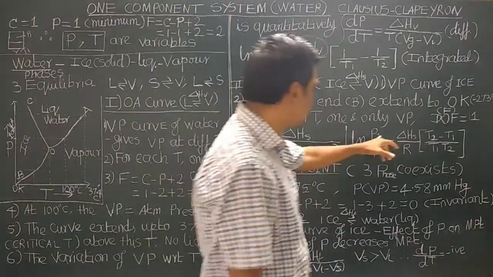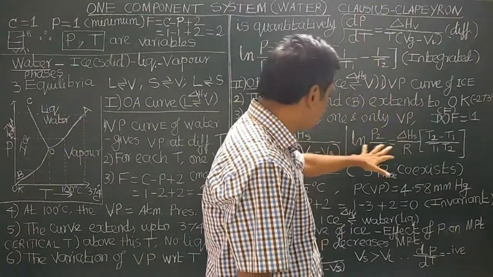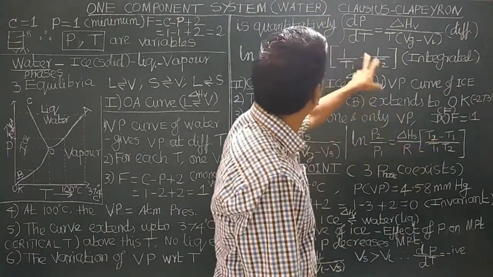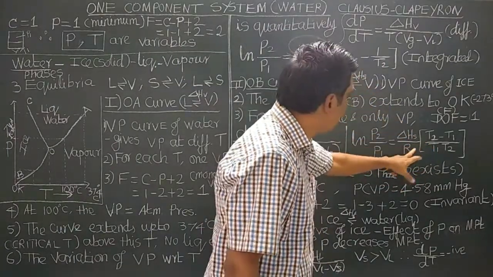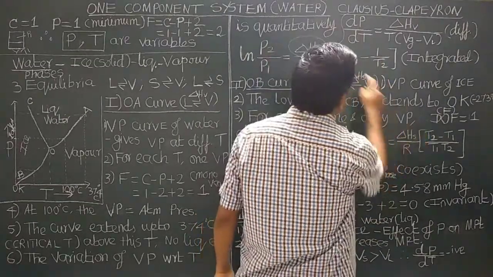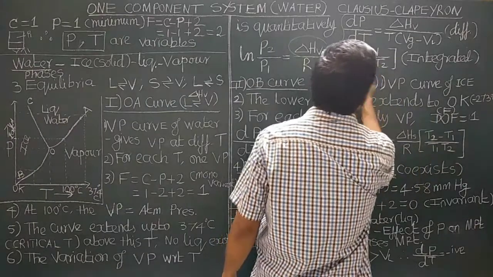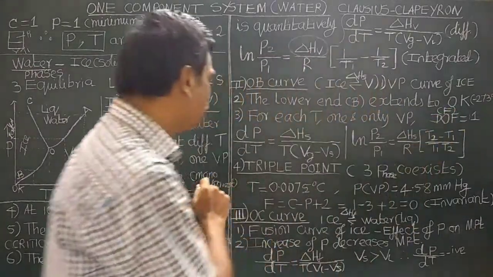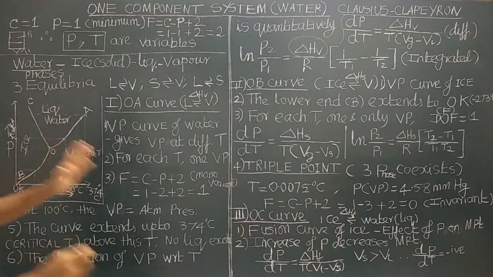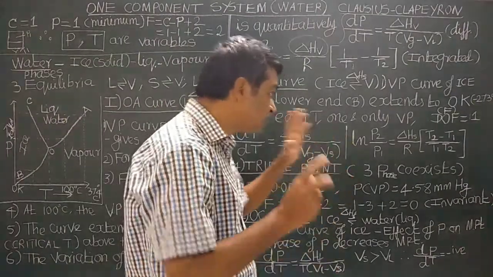And the integrated form of the Clausius-Clapeyron equation for this curve is ln P2 by P1 equals delta Hs by R, cross multiplying, (T2 minus T1) divided by (T1 into T2), a mathematical step. Next, the important one is the point O. The point O is called the triple point. What is the triple point?